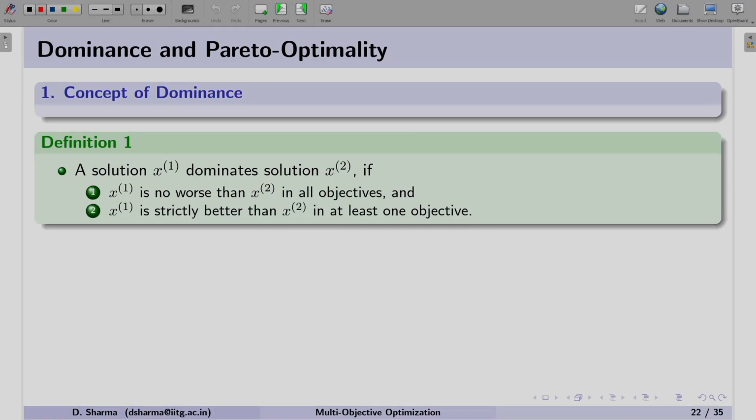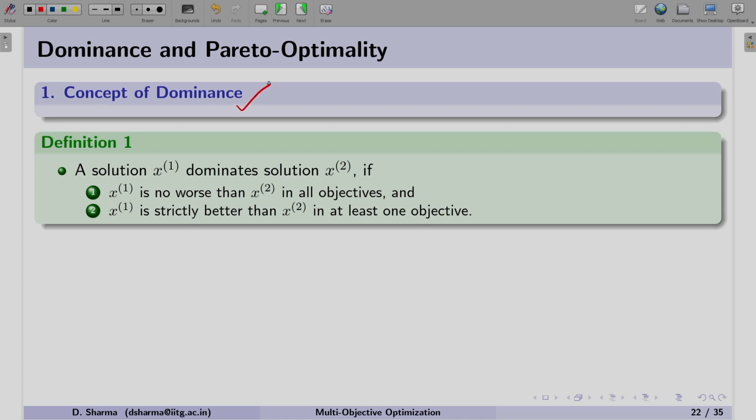Now, we have come to discuss dominance and Pareto optimality. This is needed. Why? Because we are dealing with multiple solutions. Multiple solutions can be optimal. There are already multiple objectives. So, how can we compare them? This dominance and Pareto optimality will help us in differentiating the solutions. Along with that, we will also discuss a few more details about the Pareto optimal solutions and other solutions. Let us begin with the first, that is called the concept of dominance.